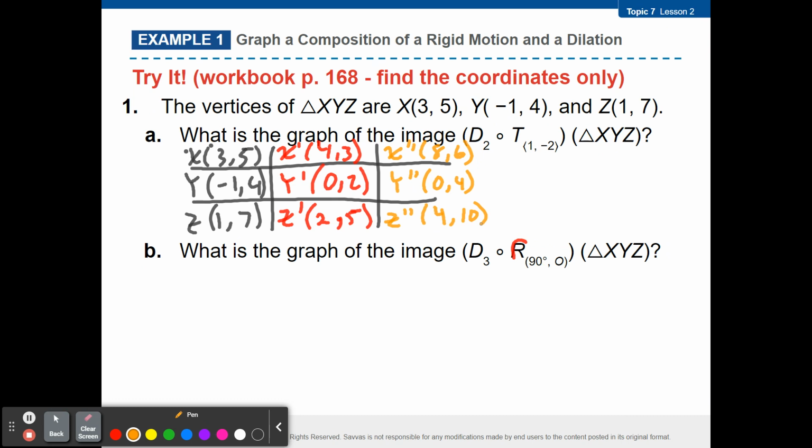Now, for letter B, I want you guys to try that one on your own. All right, so we have a rotation 90 degrees about the origin. Is that clockwise or counterclockwise? It's counterclockwise. Very good. And then we do a dilation with a scale factor of 3. Use the original points, x, y, z. All right, go ahead. I'll give you a few minutes.